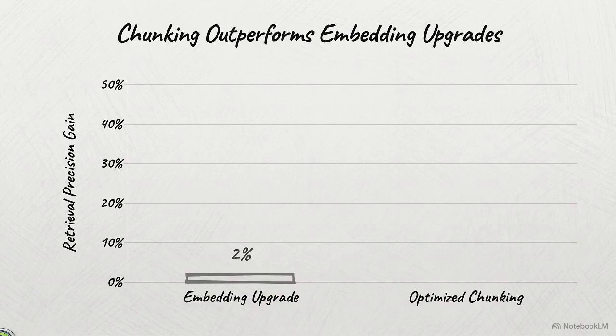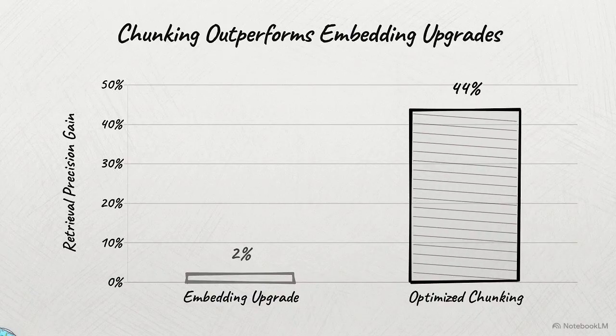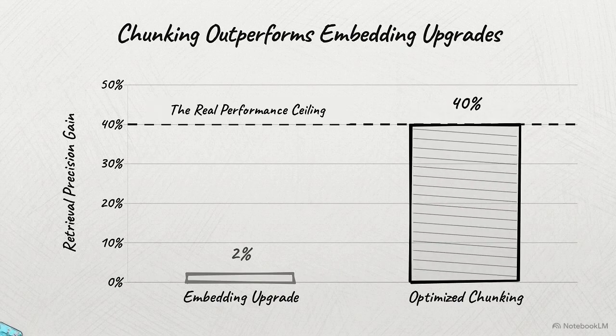While the embedding upgrade on the left barely moves the needle, adjusting the document preprocessing and chunking heuristics on the right drives a 15 to 40% spike in retrieval precision.